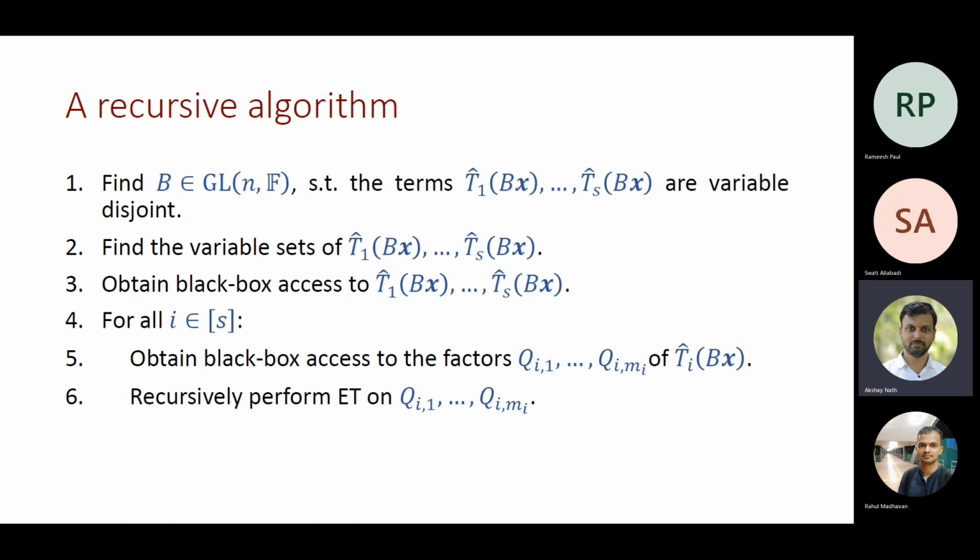And once you have black box access to these terms, recall that C was an ROF, which had alternating levels of plus and product gates. So in particular, these terms can be factorized. So once we have black box access to these terms, we can iterate over all these terms, obtain black box access to the factors of the ith term, and perform ET recursively on these factors.